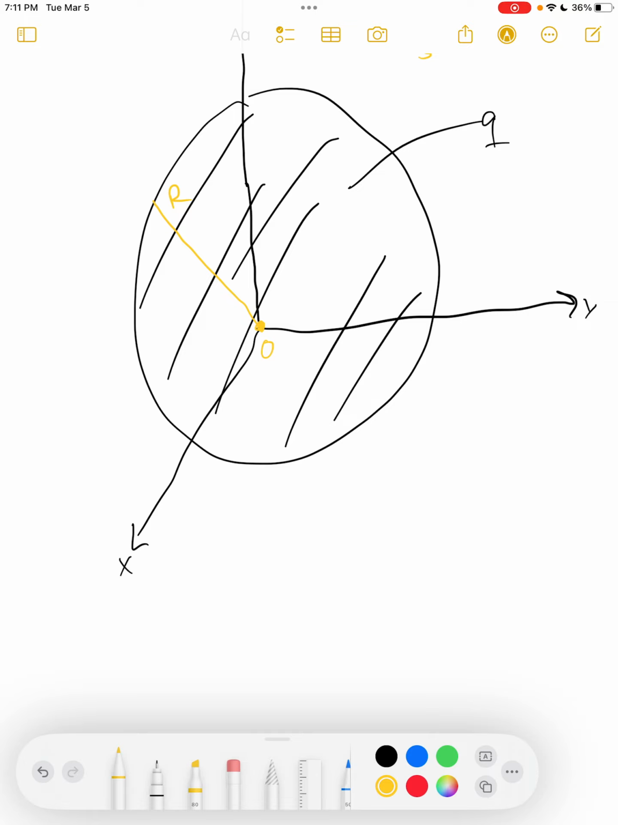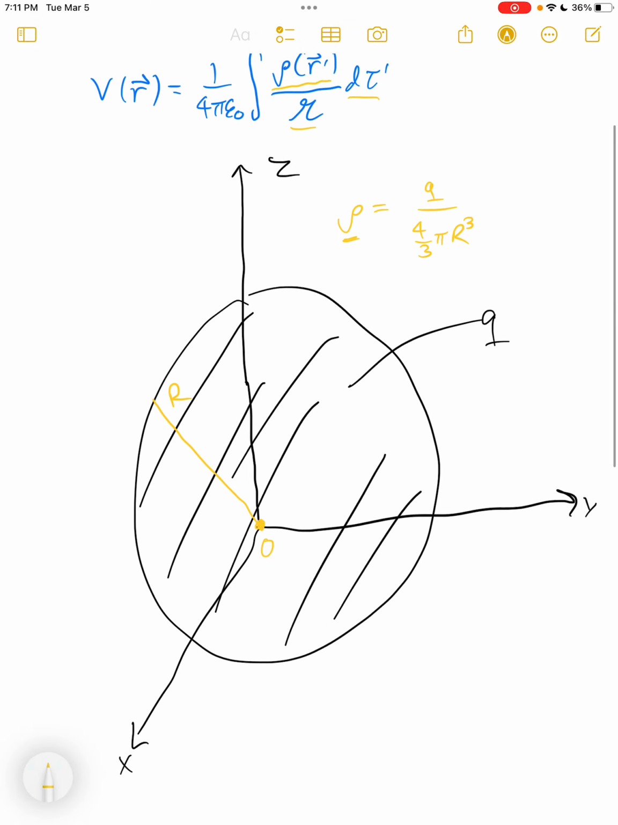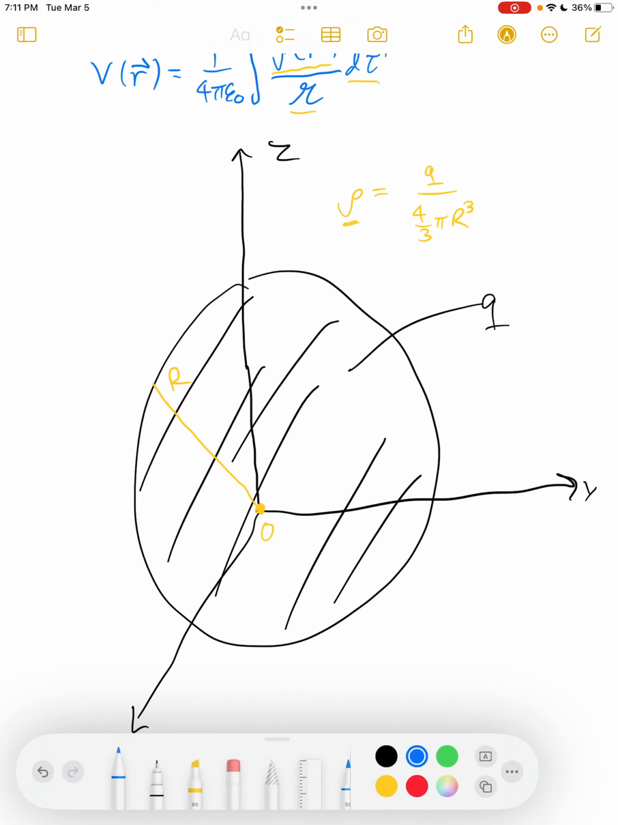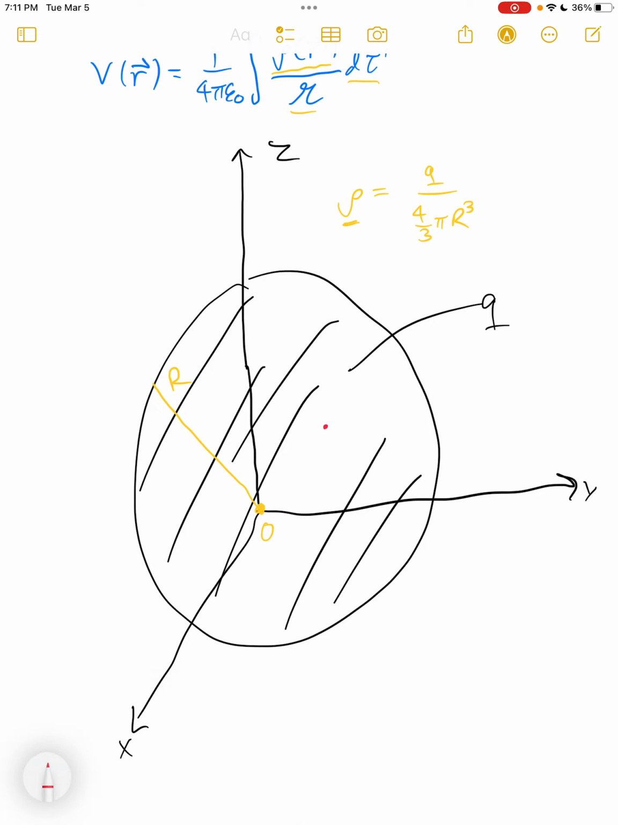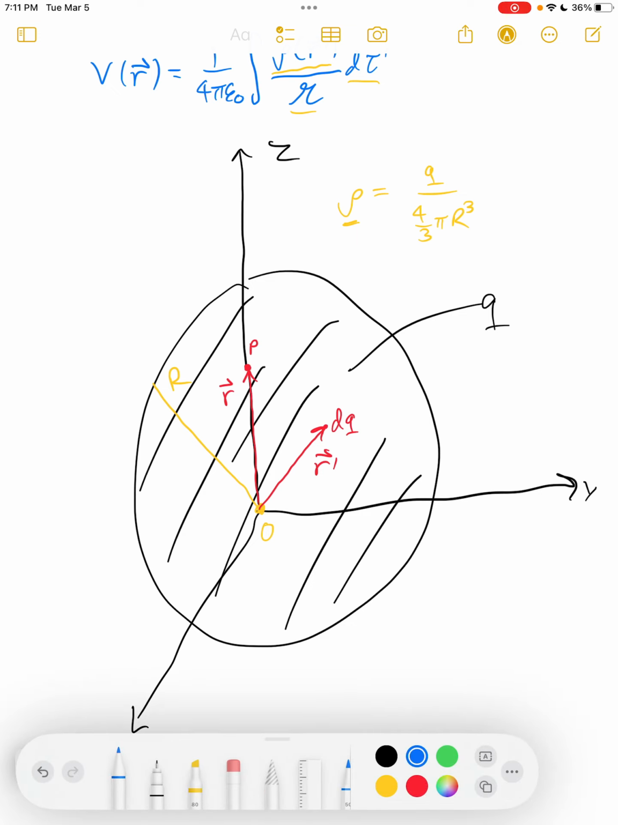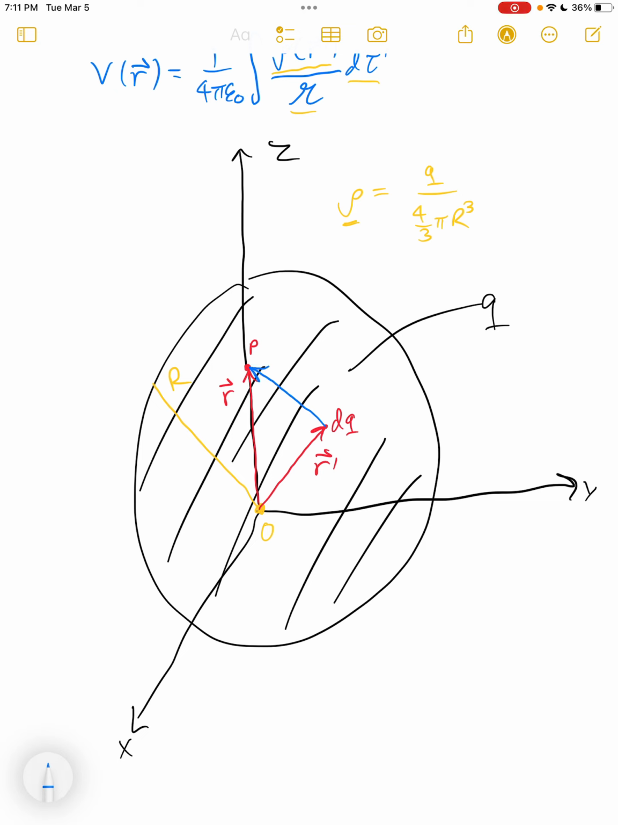Now what we're going to do is solve for script R magnitude. Say I've got my little infinitesimal charge element dq here. And we want to find its potential at a point along the z-axis. Its vector is r. Its vector is r prime. By definition, its vector is script r.